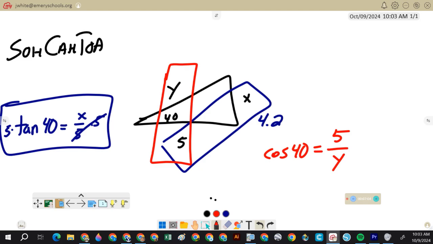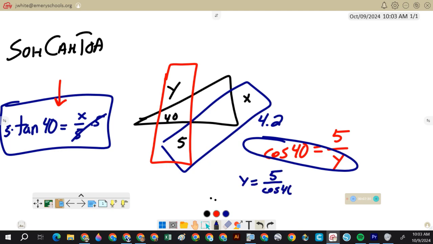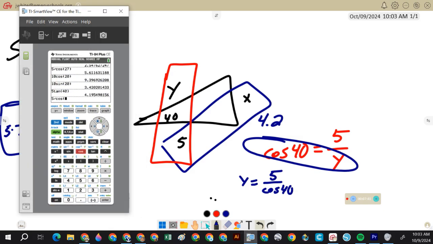Every problem we've done so far had something like y over 5. But in this case, the variable's on the bottom. So I'm going to refer to these as multiply problems. And then to solve this, we're going to do a switch. You just switch places with those. So that becomes y equals 5 over the cosine of 40. So every one of the problems you're going to do today is either going to be a multiply problem or a switch problem. So I plug that in my calculator. 5 divided by the cosine of 40, and I get 6.5.